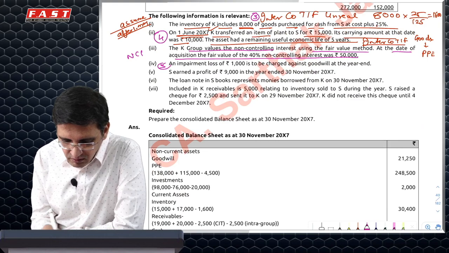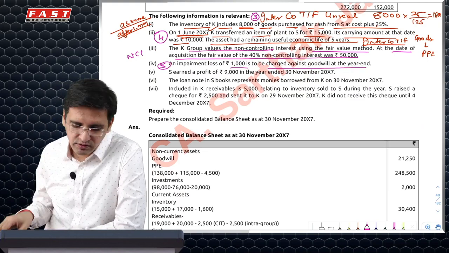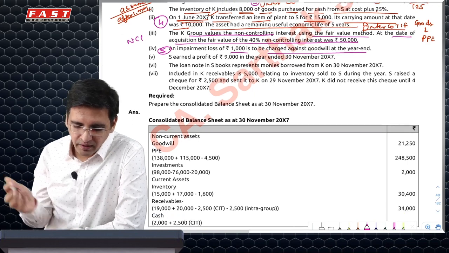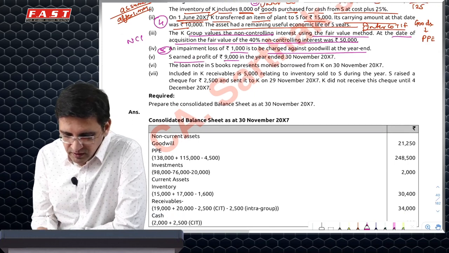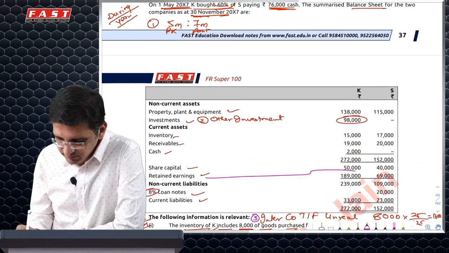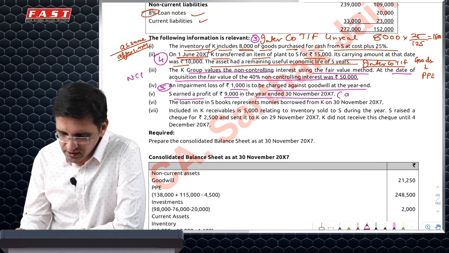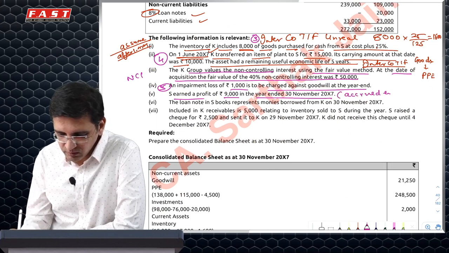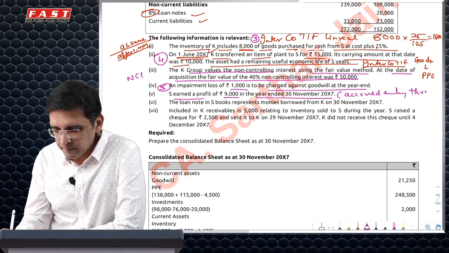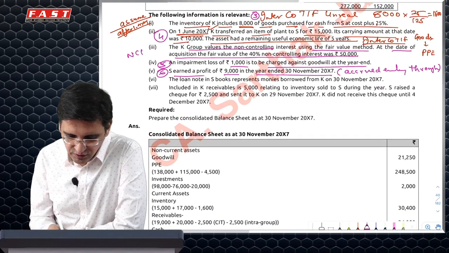Then you have impairment loss 1,000 to be charged. So goodwill will be reduced by this amount and NCI also will get affected by it. Then S earned a profit of 9,000 for the year ended 30th November 2007. Here you didn't have the information about current year profit, so for the 9,000 you'll have to assume that it accrued evenly throughout the year. So this is also an adjustment working note which you'll have to create.